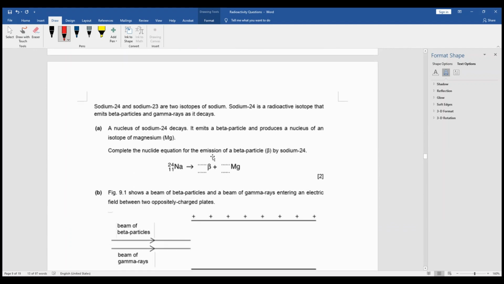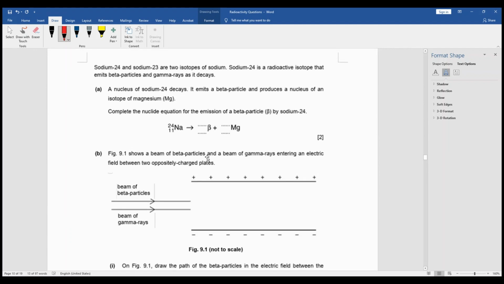Next question. Sodium-24 and sodium-23 are two isotopes. Once again, we fill in the blanks. Sodium-24 emits a beta particle and produces a nucleus of an isotope. Considering the beta first, the proton number goes up by 1, so the magnesium will be 12, because 11 plus 1 gives 12. The nucleon number stays at 24, because a neutron becomes a proton, but the total number of particles inside the nucleus remains the same.